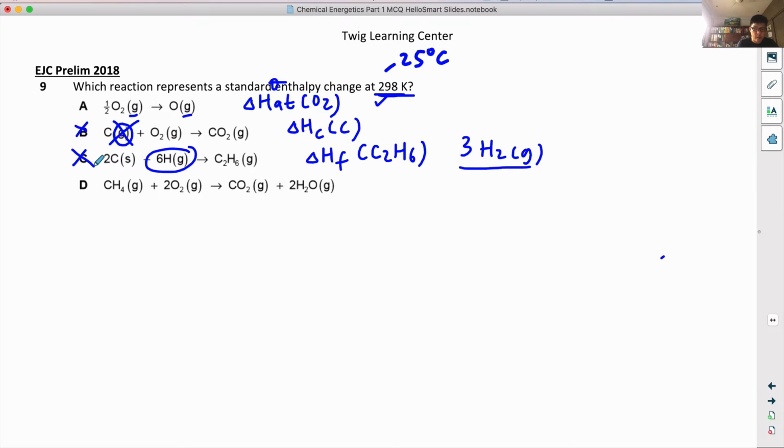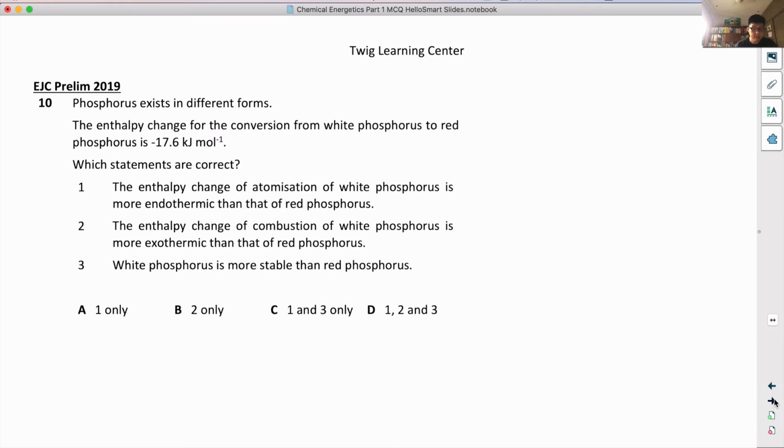Okay, for the last one, this is supposed to be combustion of CH4. Alright, but if it's supposed to be under 25 degrees Celsius, water must be a liquid and not a gas. Right, so that's why D is also taken out. So the answer is actually A. Okay, let's move on to question 10.